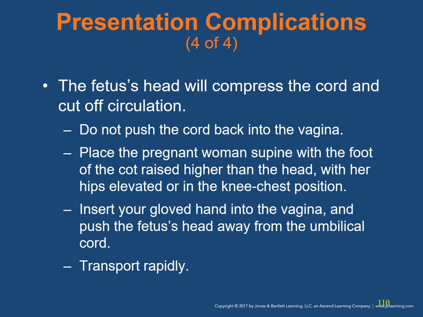Carefully insert your sterile gloved hand into the vagina and gently push the fetus's head away from the umbilical cord. Wrap a sterile towel moistened with saline around the exposed cord. Give the patient high-flow oxygen and transport rapidly.